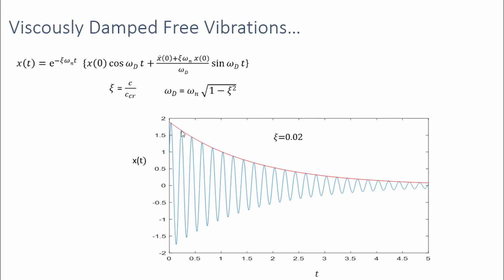The value of the peaks decays with time, and the equation of this envelope curve is given by rho e to the power minus zeta omega n t. This rho can be calculated like this. It is the square root of a squared plus b squared, where a and b are constants. This depends upon the initial conditions and the system parameters omega n and omega d. So this is the solution when zeta is equal to 0.02, that means when we have 2% damping in the system.